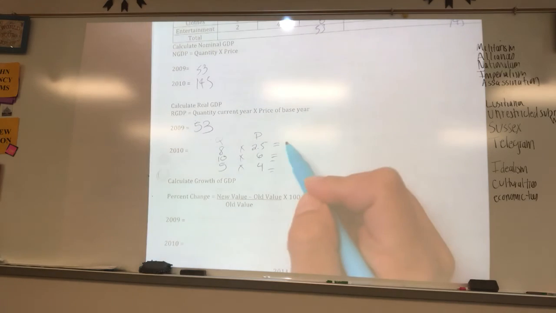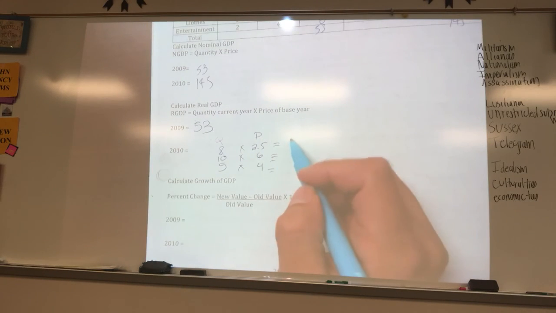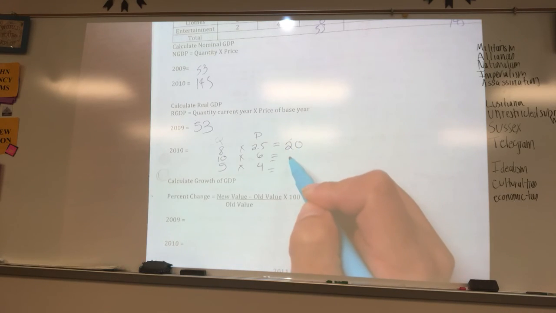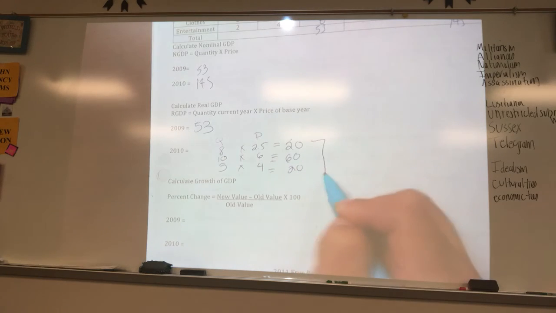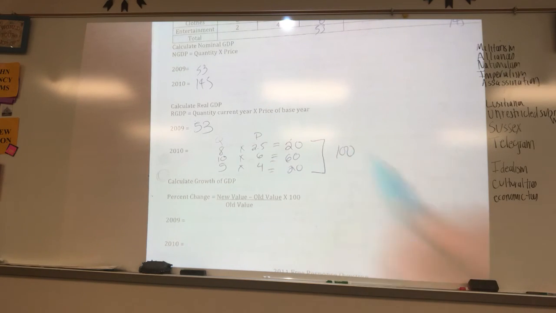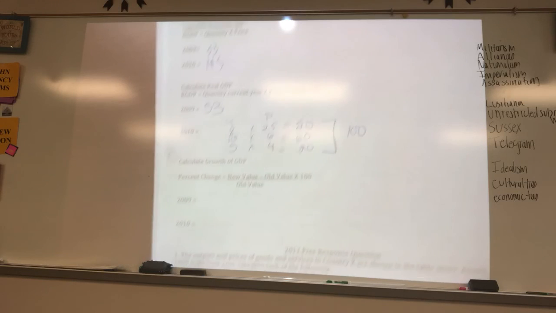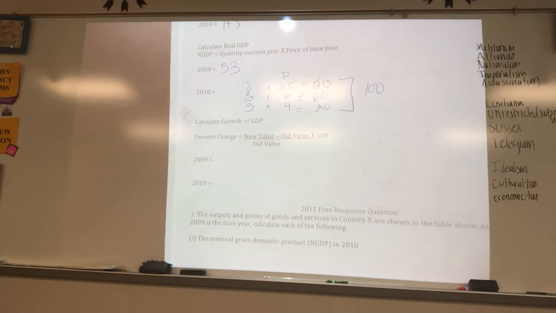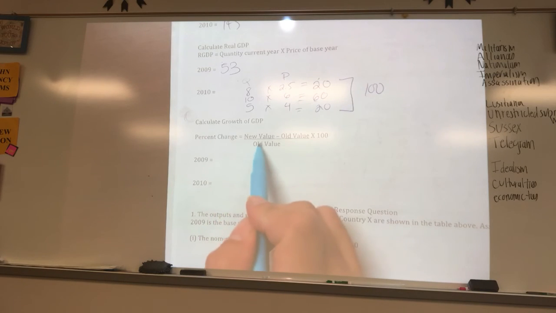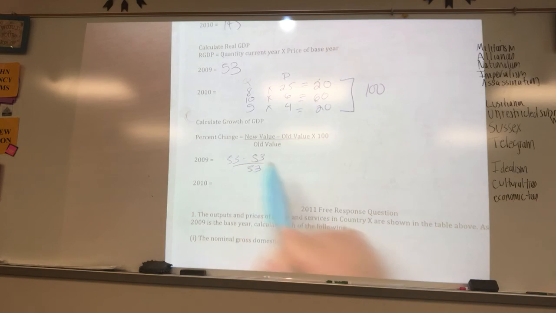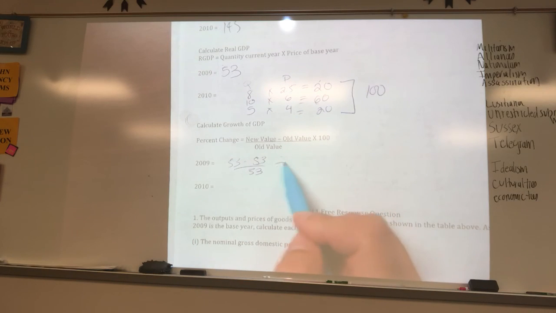So when you multiply 8 times 0.25, you got what? 20, and then 6 times 10, and then 5 times 4. That gave you the 100. How do y'all feel? So now what you're going to do is to calculate the growth, right? Well, if I do the base year, 53 minus 53 over 53, 0.